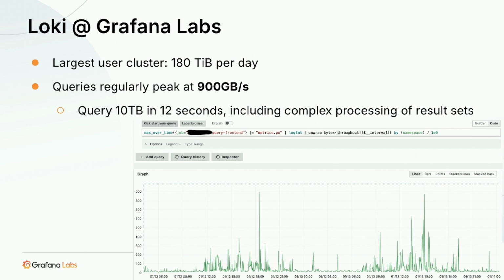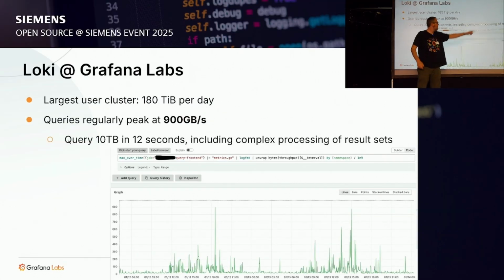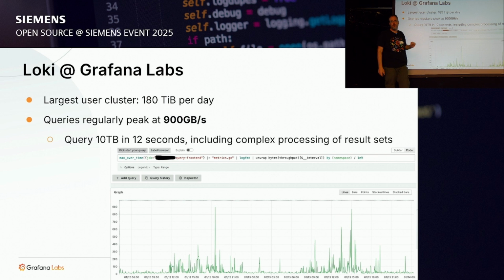And what you see here is basically we had a relatively complex query, and it took us 12 seconds to query through 10 terabytes of data. Try this at home with a different solution.